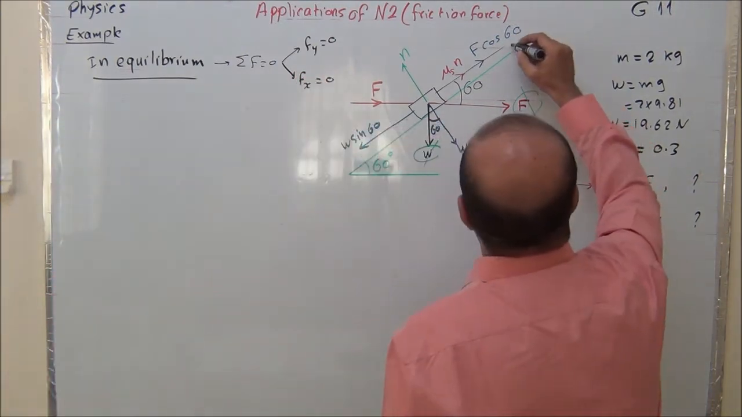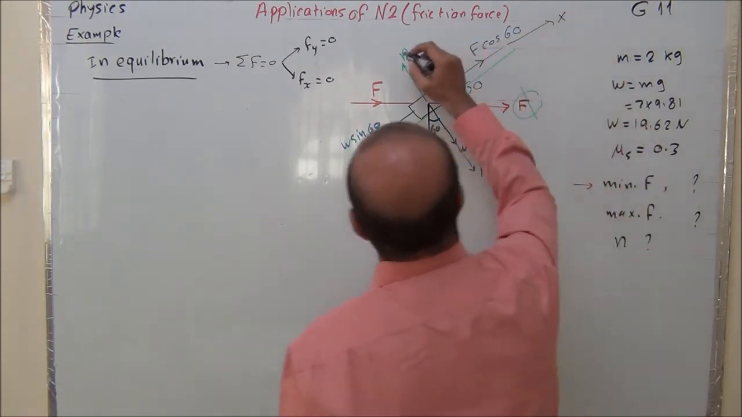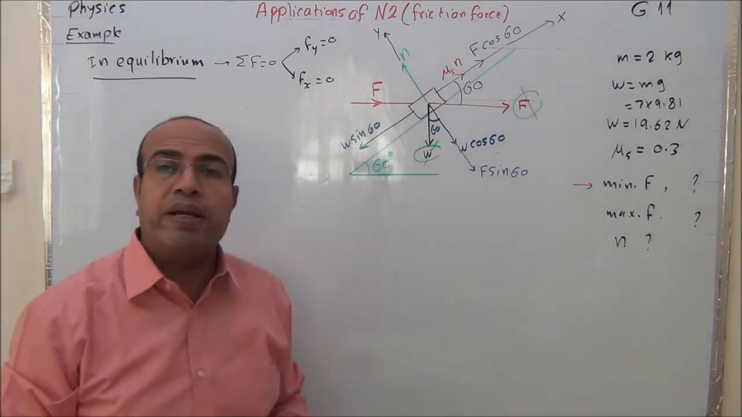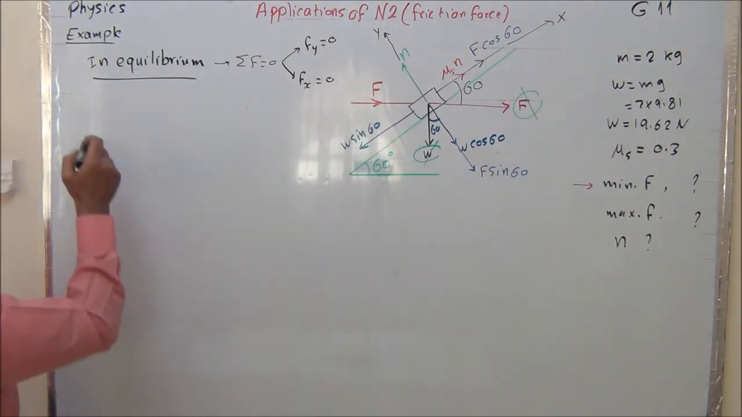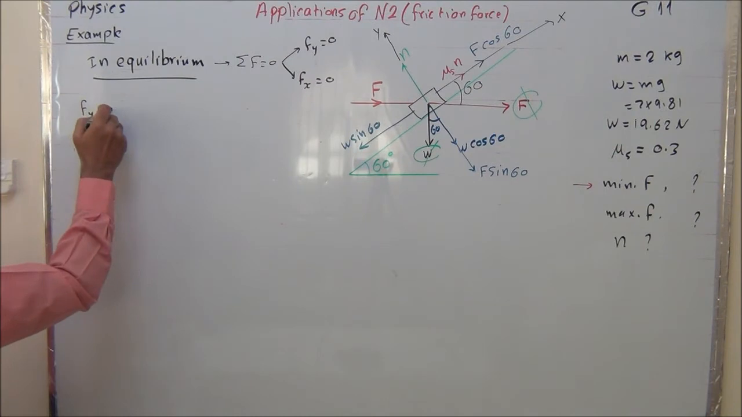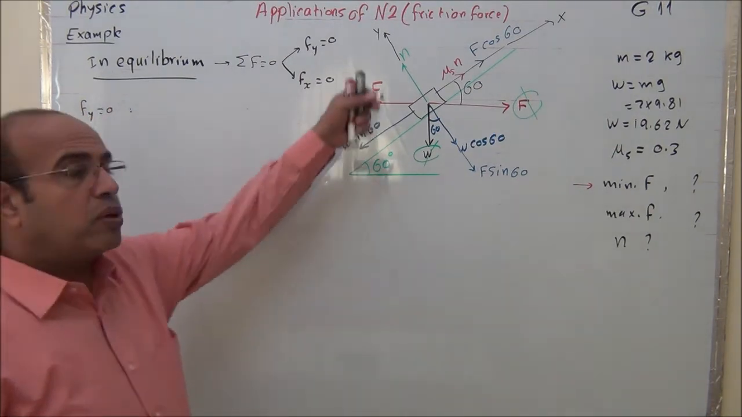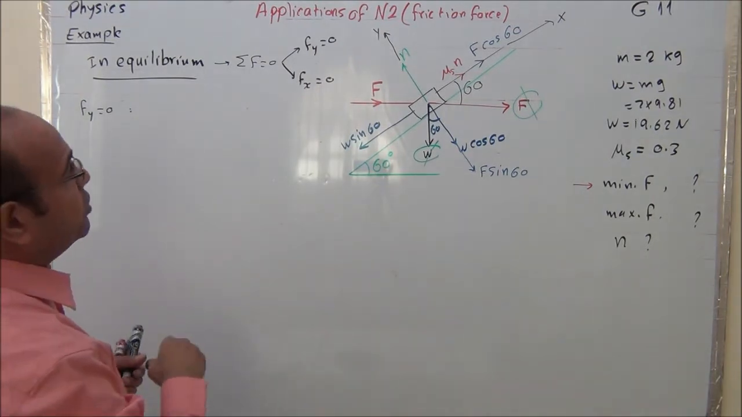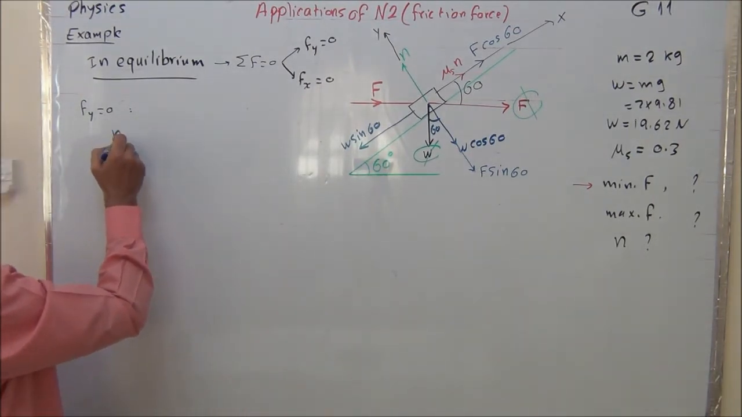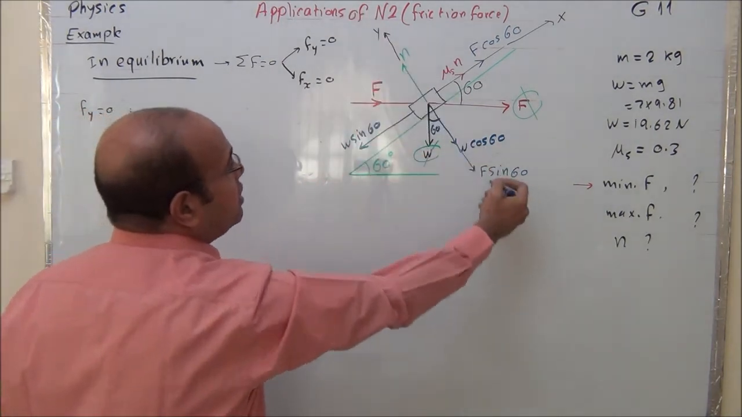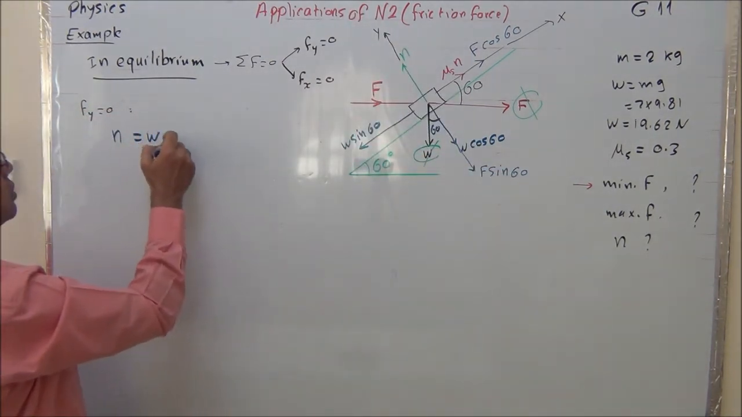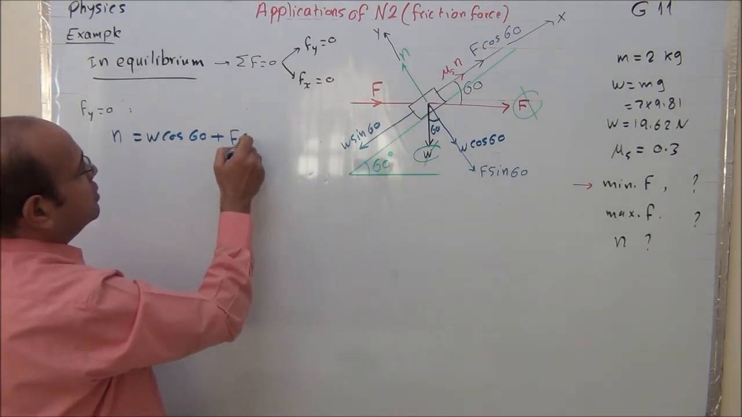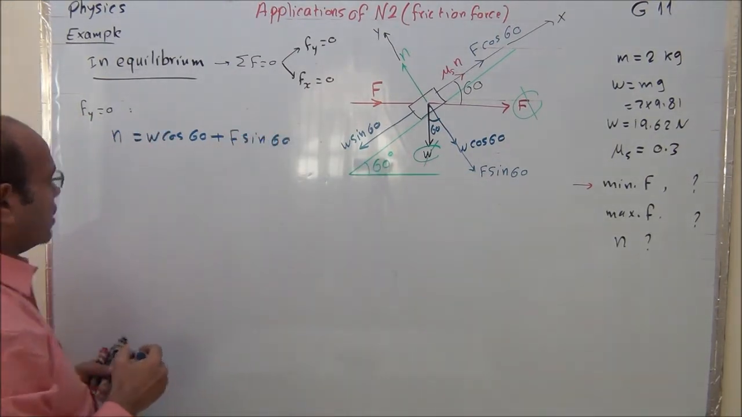So this is x-axis, and this is y-axis. The sum of forces in y-axis equals 0. So we start from this. Fy equals 0. The forces up equal the forces down. Upward we have here N, so the normal contact force, upward, equals the W cosine 60 plus F sine 60.